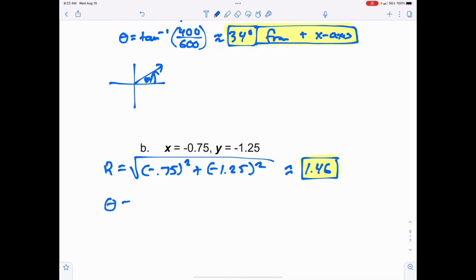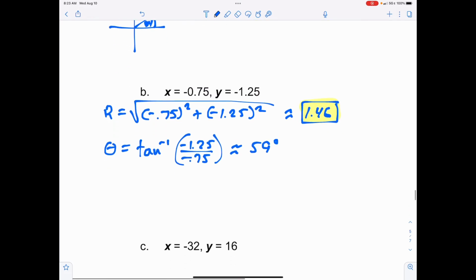Okay, taking the arctangent of this, we're taking the arctan of negative 1.25 over negative 0.75. Now, interestingly enough, because the negatives cancel, we get a positive angle of 59 degrees. But be careful, think about where that's coming from. Both of these are negative components, meaning it's going to be pointing in quadrant 3 down here, which means that 59 degrees is really coming from the negative x-axis.